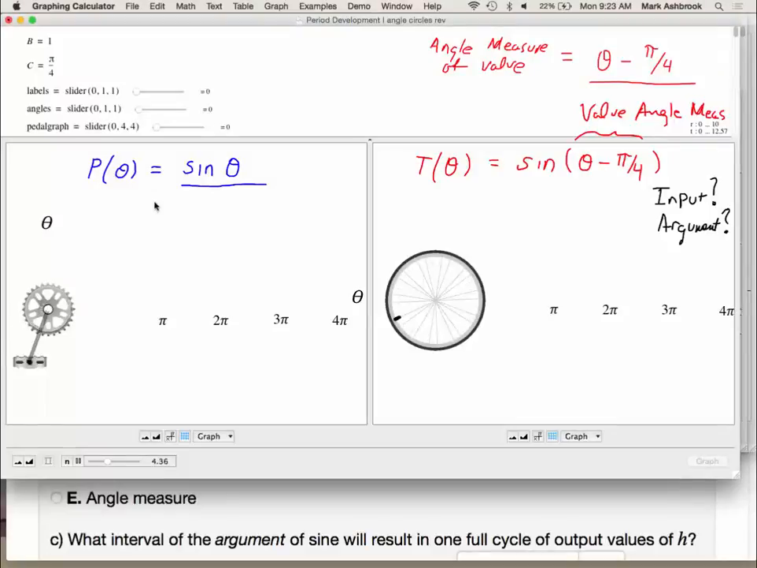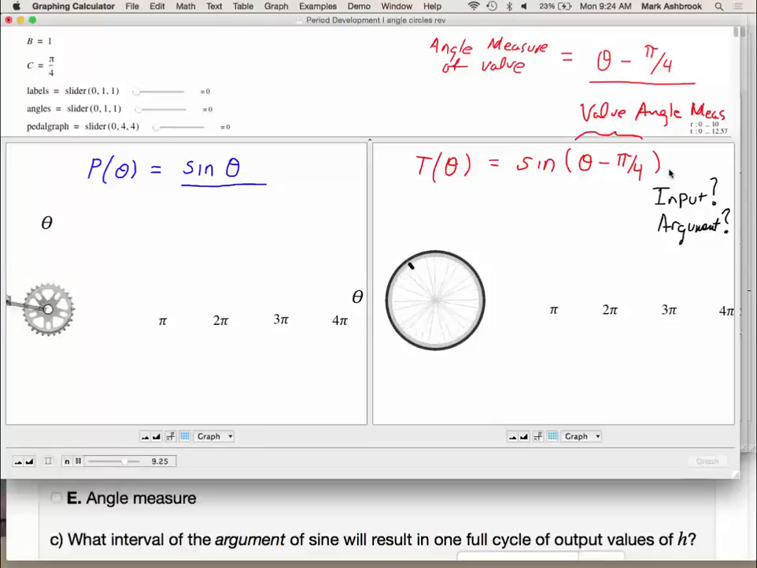What's the argument of the function t? Or in this case, the argument of sine. Theta minus pi/4. It's the entire thing that's going into sine. And what angle measure is that? That's the angle measure of the valve, so that the vertical position we get from sine is the vertical position of the valve, right? Whatever angle we put into sine, that's what we're going to be tracing the vertical position of.